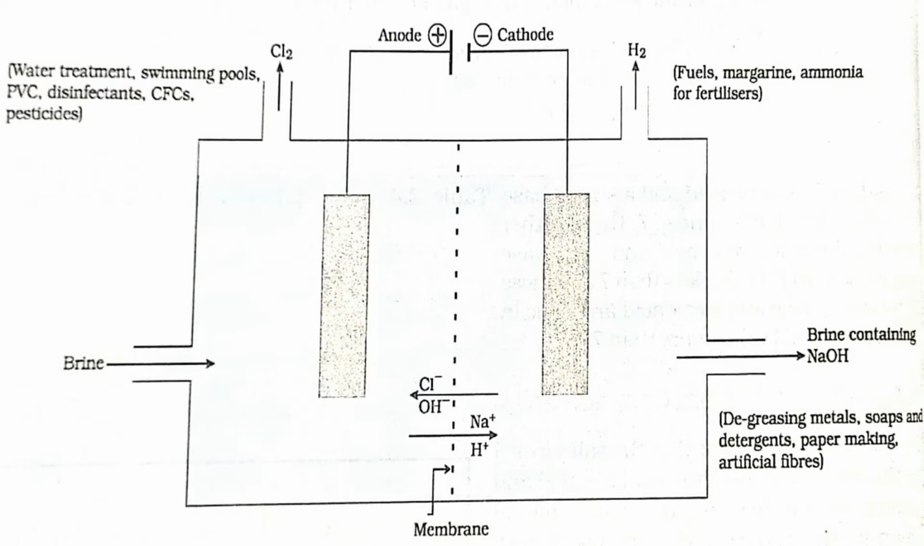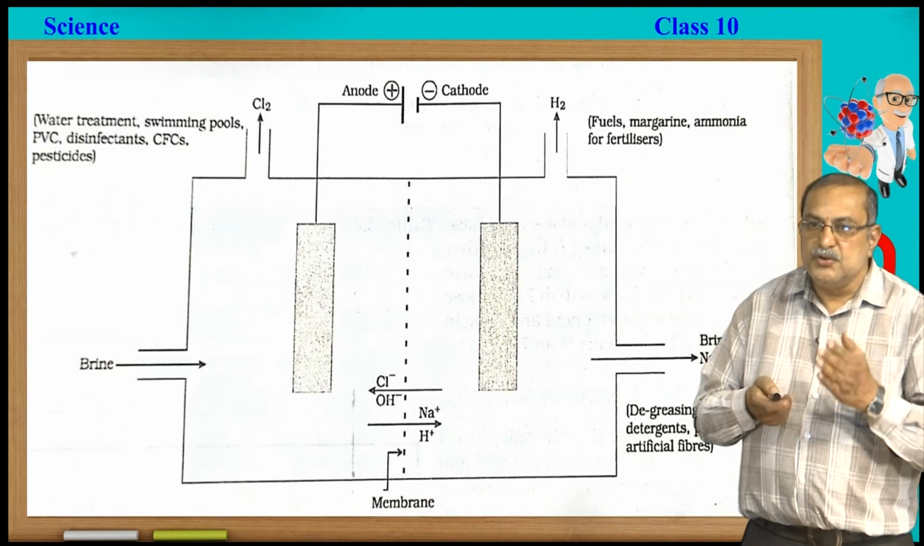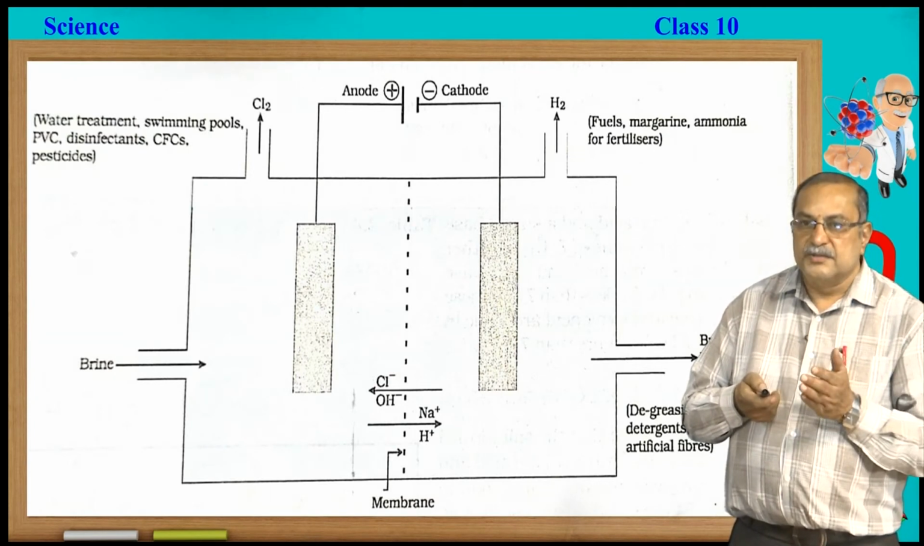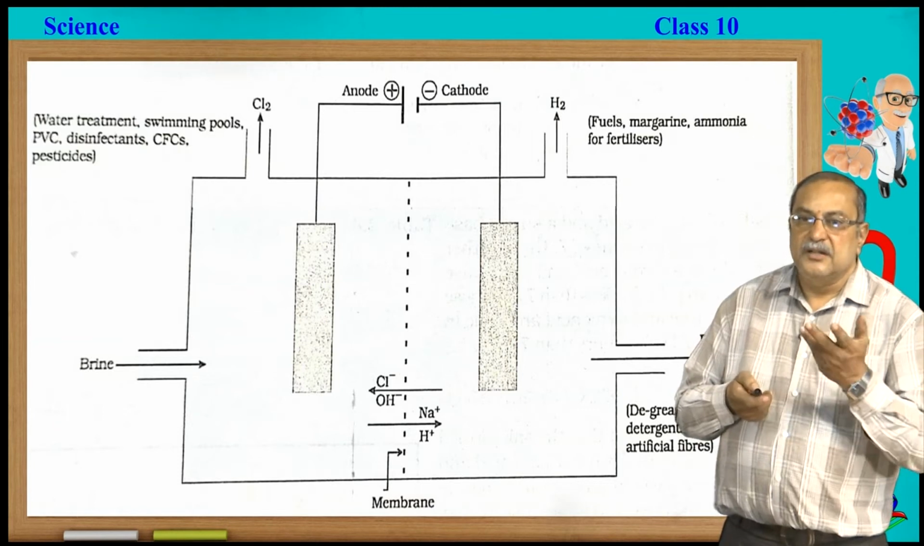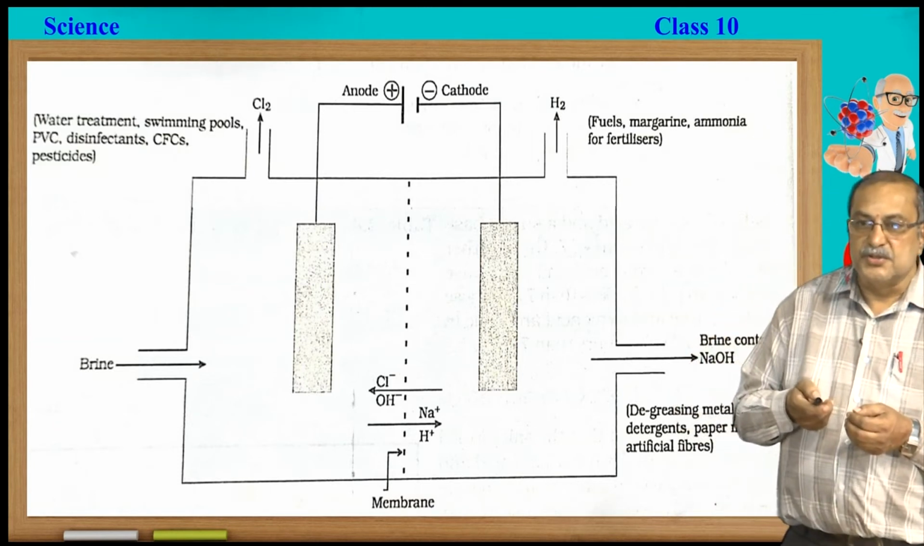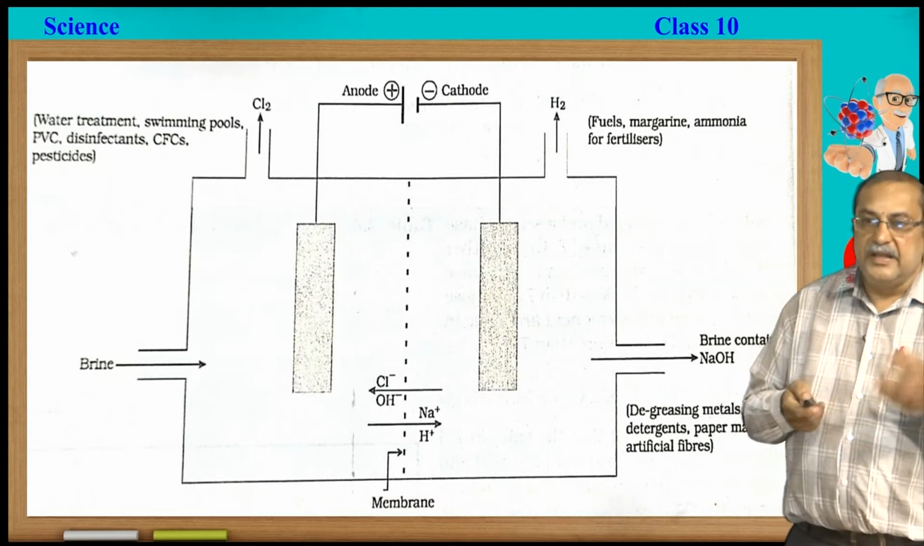Chlorine is used in water treatment, swimming pools, PVC, disinfectants, CFCs, chlorofluorocarbons, and pesticide manufacturing. Hydrogen is used as a fuel, and in margarine and ammonia for fertilizers. Even NaOH has many uses.